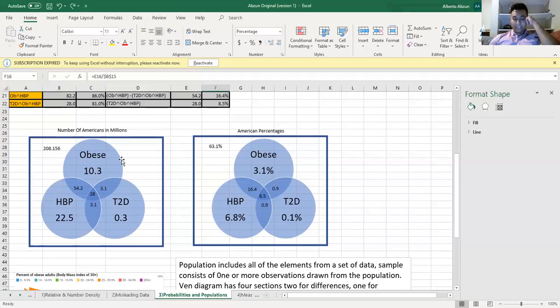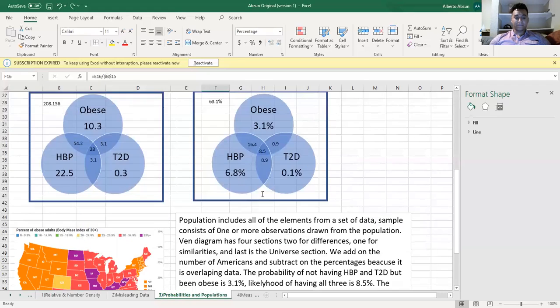So if we compare these, we are looking at obese 10.3 million, and in percentages we're looking at 3.1 million. I mean, sorry, 3.1%. The number that have all 3 is 28 million, and then 8.5%.